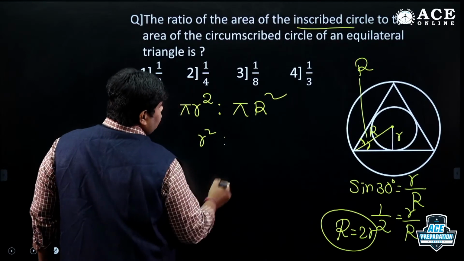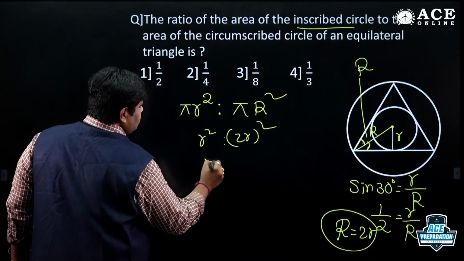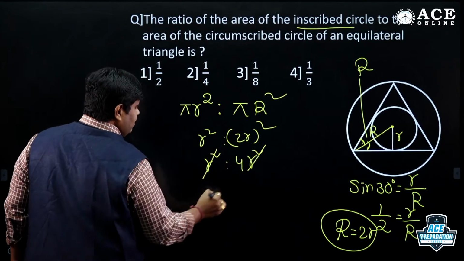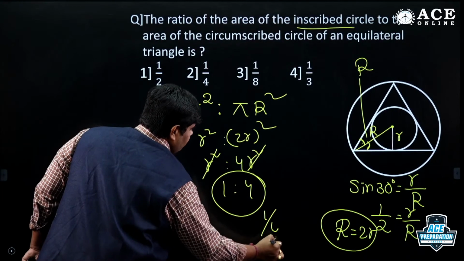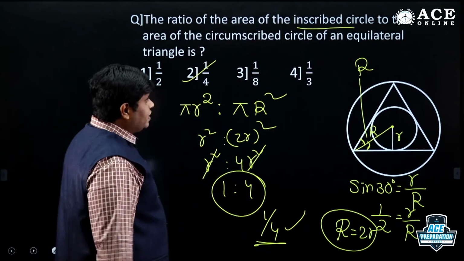So capital R, 2r. So 2r whole square. Okay, r square is to 4r square. R square cancel. 1 is to 4, that is 1 by 4. So what is the option? Option B is the answer, friends.